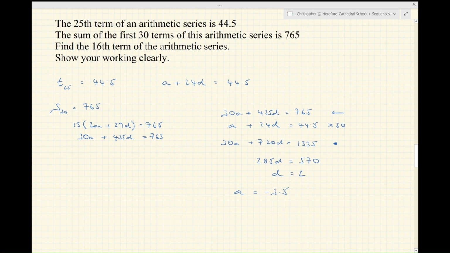So now I've found A and D, and I'm asked to find the 16th term. So the 16th term will be the first term, minus 3.5, plus 15 of the differences, 15 times 2, which is minus 3.5, plus 30, which is 26.5.